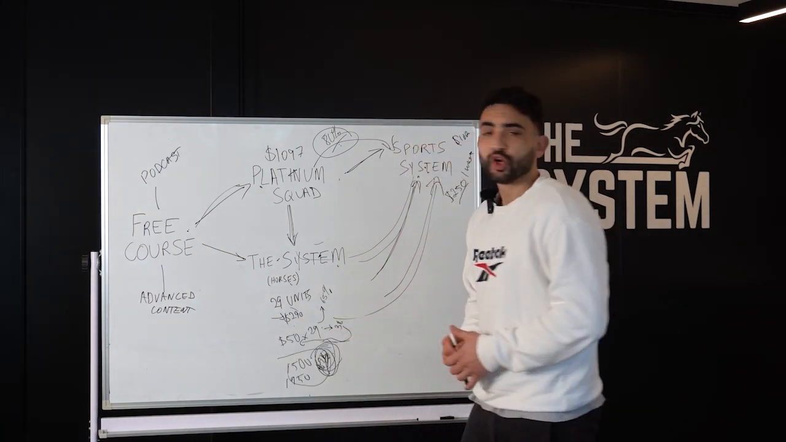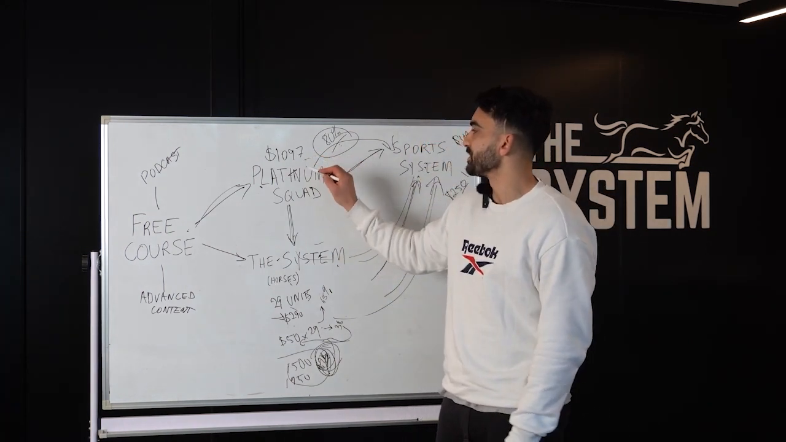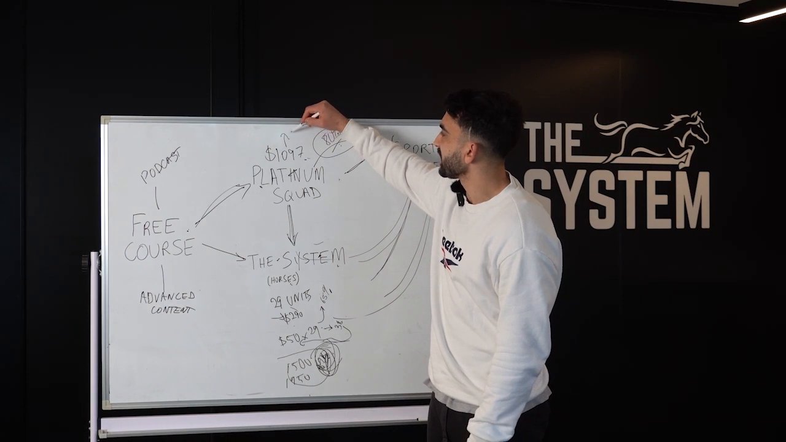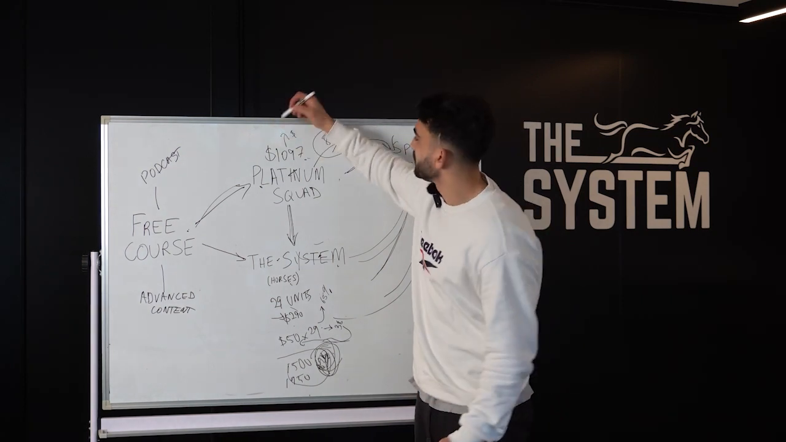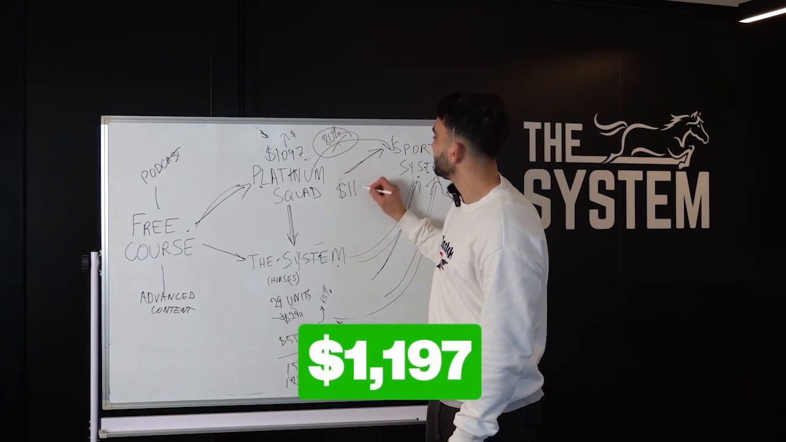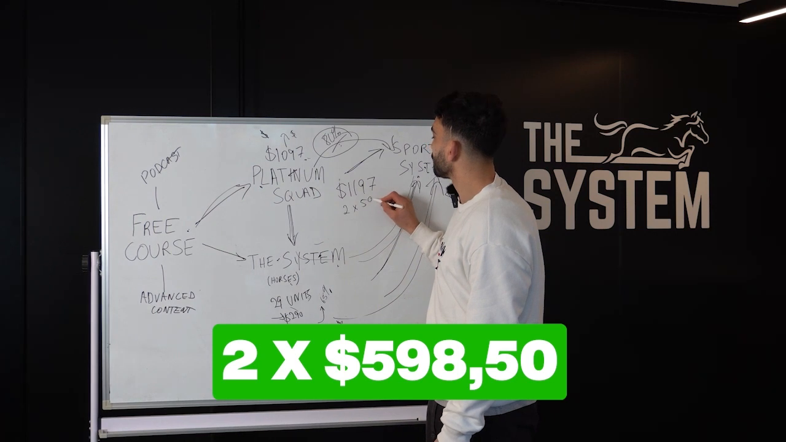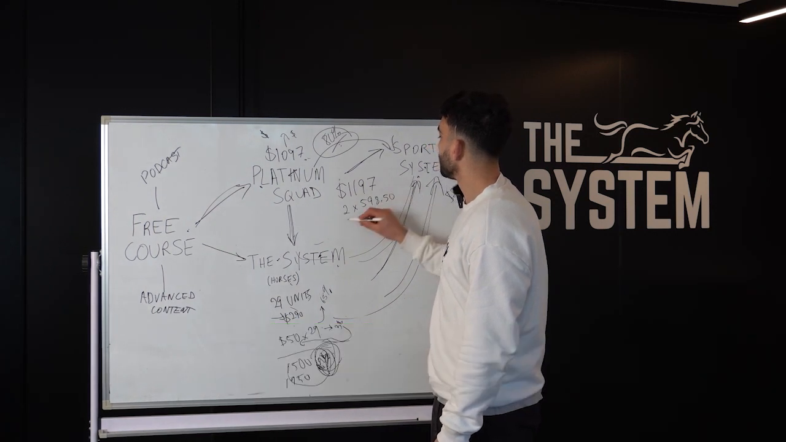If you're someone who wants to leverage the Platinum Squad on a payment plan, that is also an option. So you can split this payment. It does add a $100 fee at the time of filming. You can get the payment plan option for $1,197 with 2 installments of $598.50.